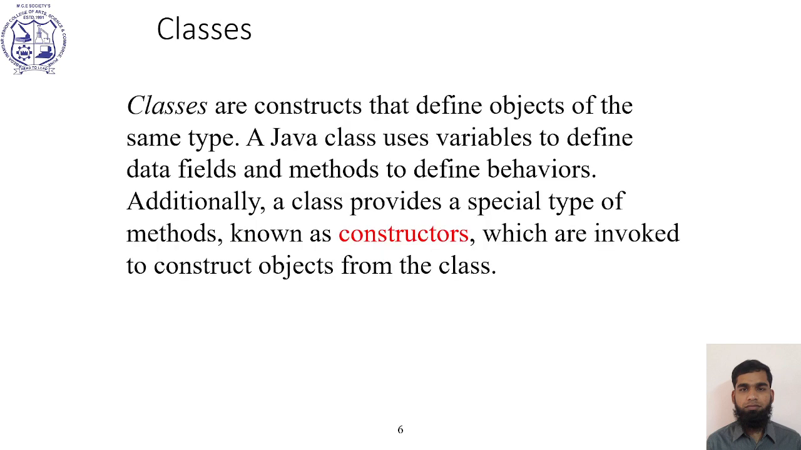Now we will discuss the class. Classes are the constructs that define objects of the same type. A Java class uses variables to define data fields and methods to define behaviors. Additionally, a class provides a special type of method known as constructors, which are invoked to construct objects from the class.